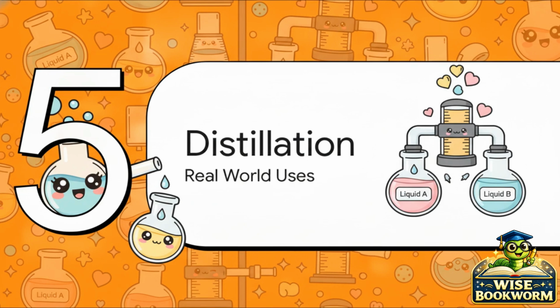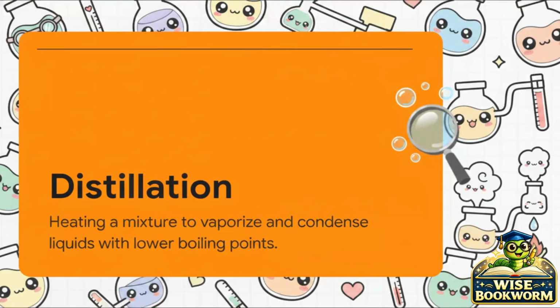And finally, Section 5, distillation and real applications. Let's look at some real-world uses. So what happens when you need to pull apart 2 completely mixed liquids? To solve this, scientists use distillation. The elegance of this technique is just brilliant. It relies on the simple fact that different liquids boil at different temperatures. Boiling points are basically the secret keys to unlocking mixed liquids.